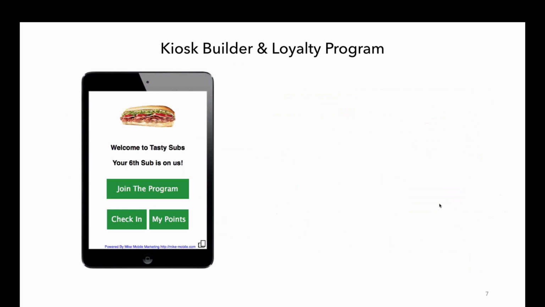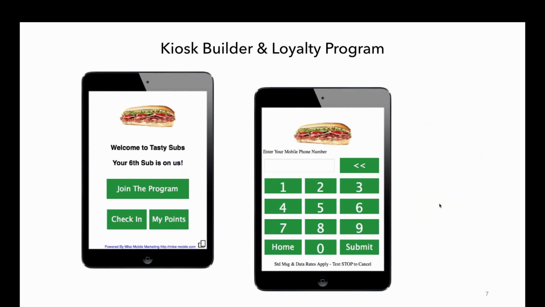This is an example of a place called Tasty Subs, and just a simple example of how they did it. This is really just a web page. Once you create it, it's a URL. That URL, you save it on the browser, save it on the home page, and it looks like an app, but it's really a quick page that you create. Everything is white labeled. As you can see here, you can do powered by mobile marketing, by Mike Mobile, whatever it is.